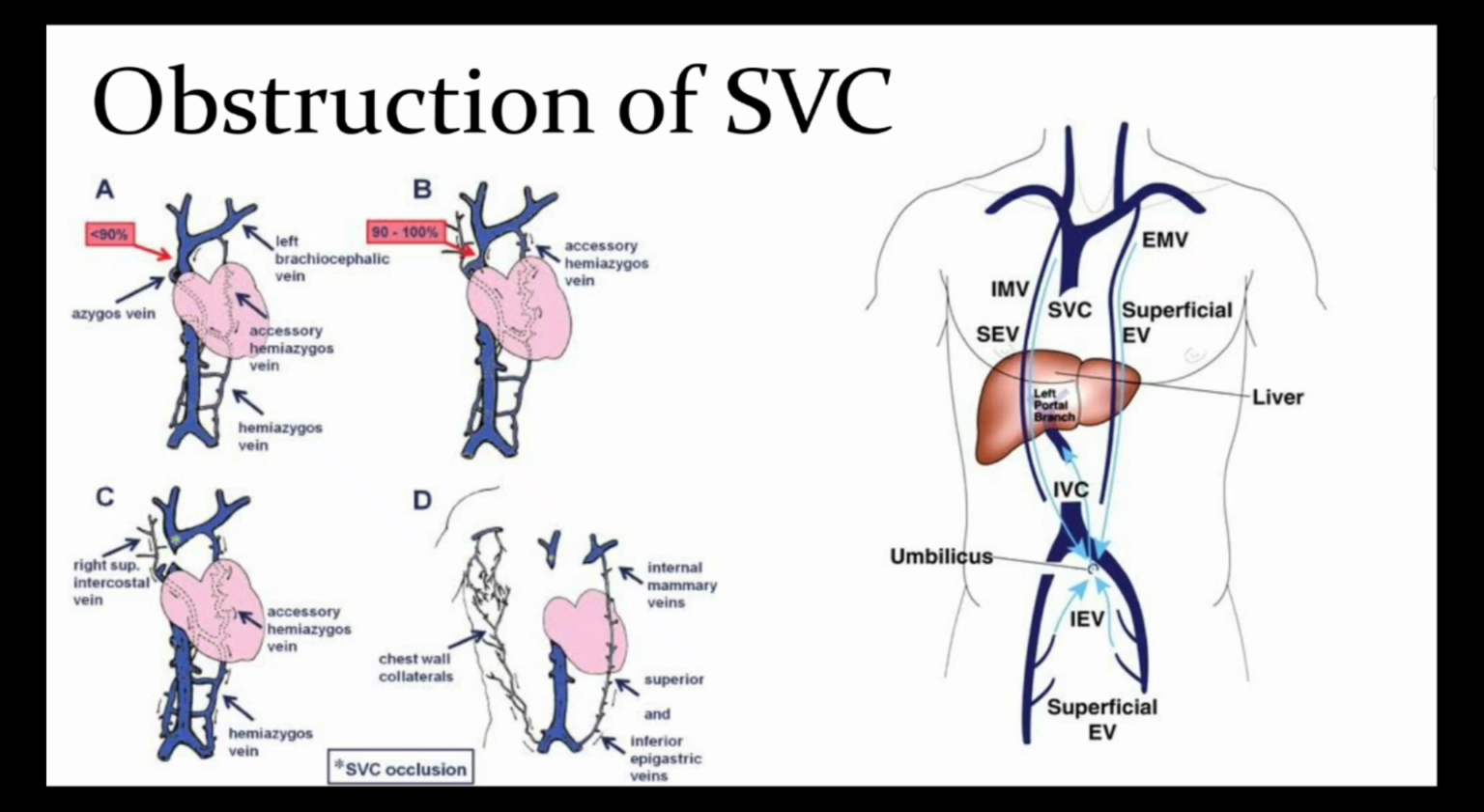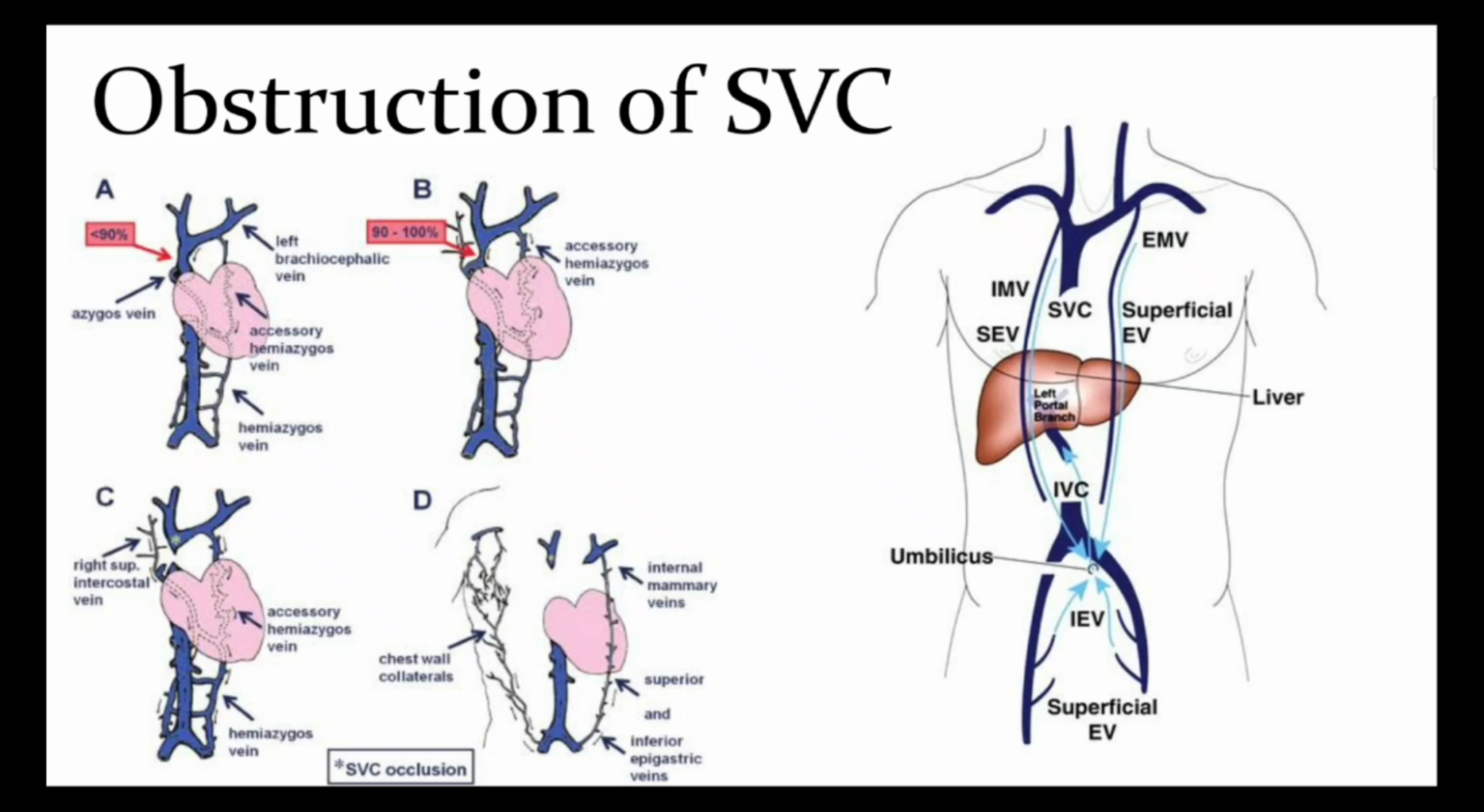Obstruction of SVC, superior vena cava, and development of collateral pathways. Now, SVC may be obstructed or compressed at two sites. With respect to the azygos vein, it can be above the opening of the azygos vein, that is in the superior mediastinum, or below the opening of the azygos vein, that is in the middle mediastinum.